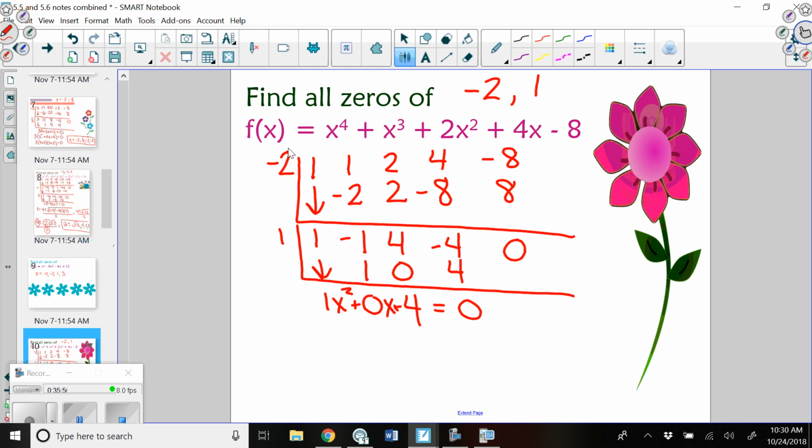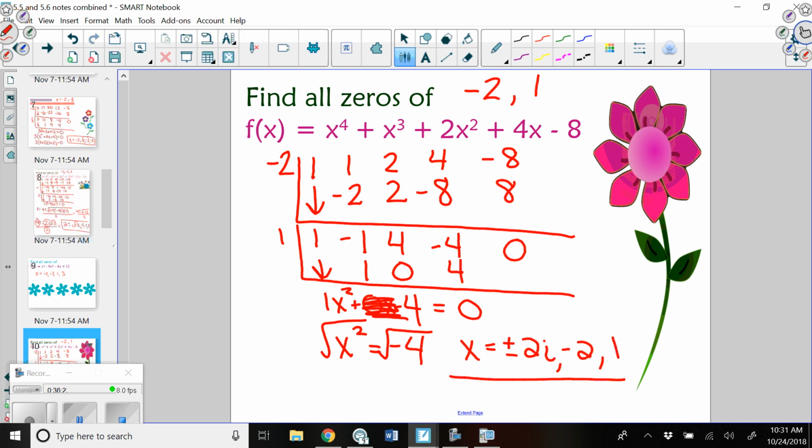Yep, that's why we just kind of keep building. Remember, we can be lazy, right, and not rewrite. So the 0x, do I need that? Nope, so we're going to cross that out. And I can use the square root methods. Subtract the 4. Plus or minus 2i, plus 2, negative 2, and 1.